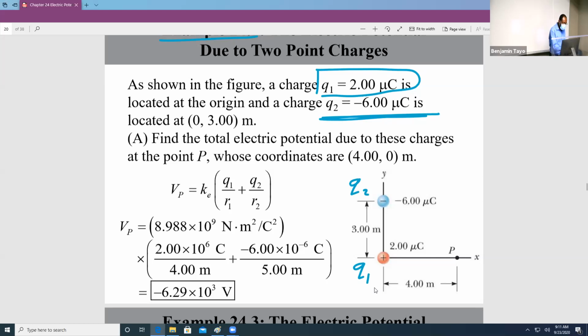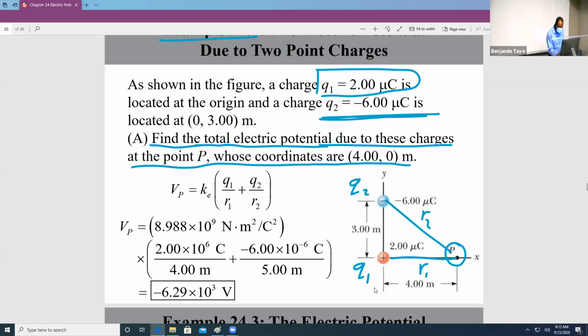So for part A, first I want to calculate the total electric potential due to these charges at point P, whose coordinates are 4.00 and 0. So notice that point P is sitting right here. So all I need to do is calculate this distance here, R1, and this distance here, R2. And then I calculate my potential using this equation.